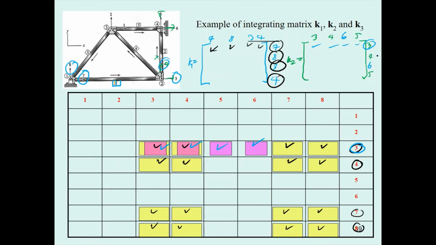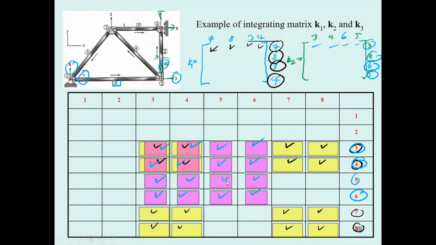And then you come to the 4 here. Do it again: 3, 4, 6, 5. And then do it again for 6. You go to number 6: 3, 4, 6, 5. Just put the numbers into it. And then the last one is number 5, which is here: 3, 4, 6, 5. You get this second K in the matrix.